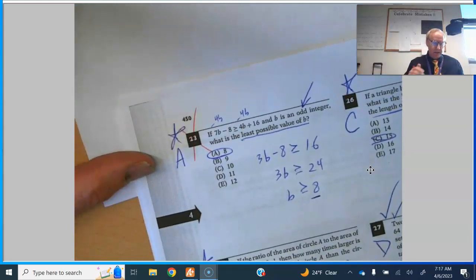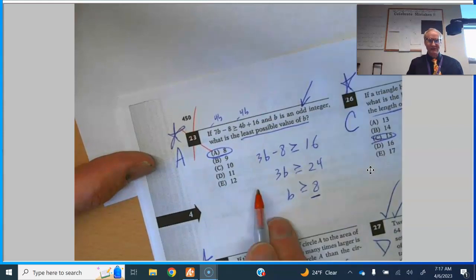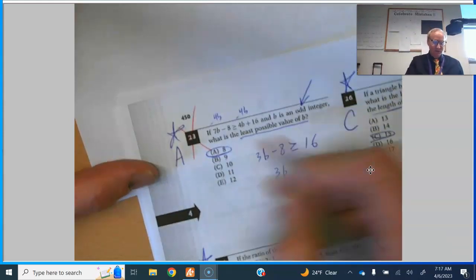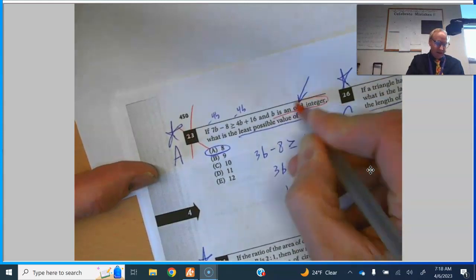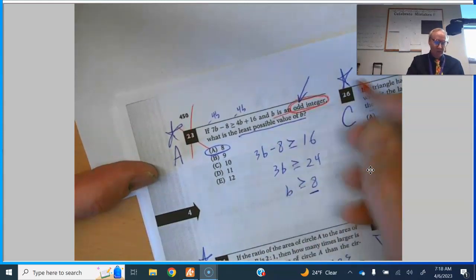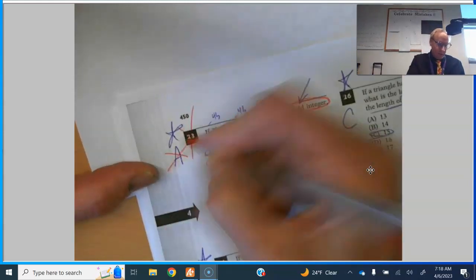I did not read the question carefully enough on number 23. That's why I missed it. I imagine some of you were already screaming at the screen when I put the answer. It says B is an odd integer. I did not read the directions. The smallest it can be, of course, is 9, and it was B.